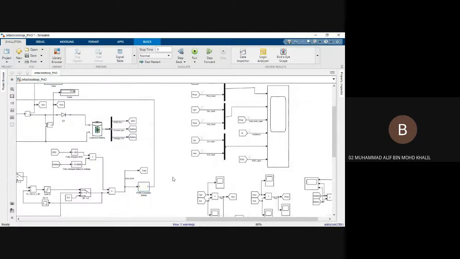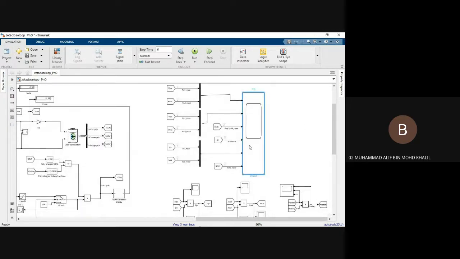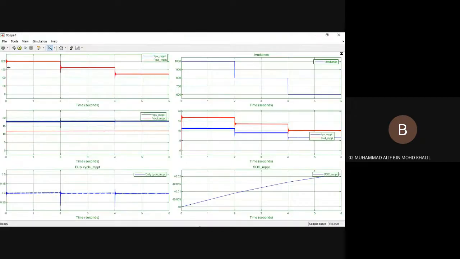I have already run it just to save time, because it takes a long time to run. So here is the first graph. Here is the PV versus the P out for the MPPT algorithm.